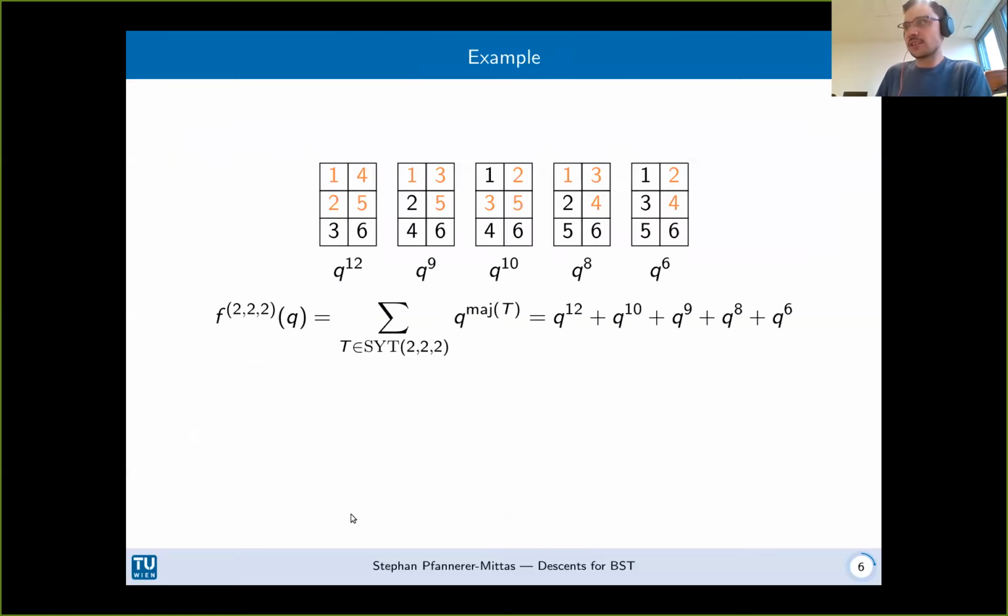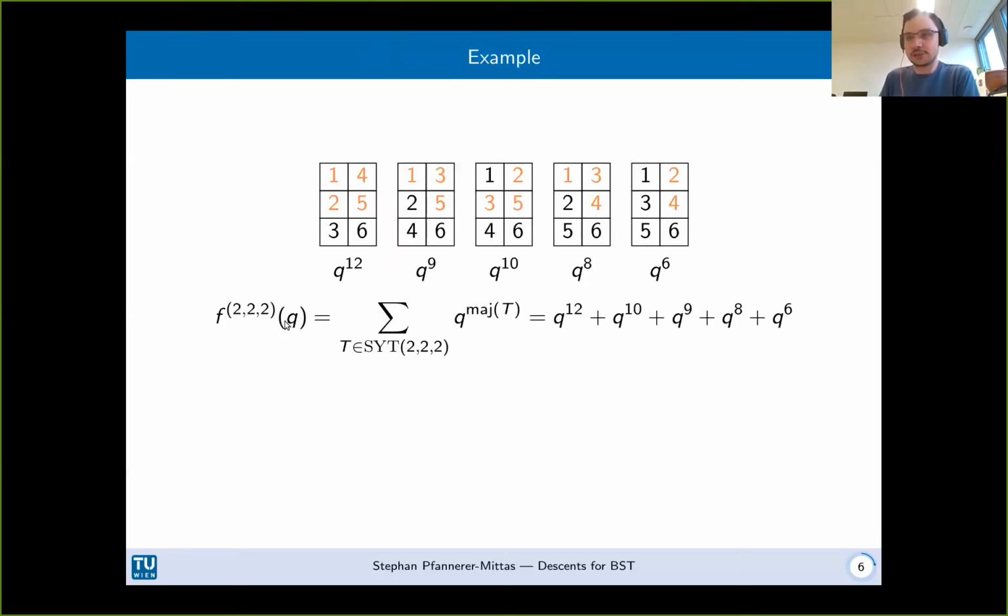Let's calculate this on an example. I will often use the partition (2,2) for small examples. So here are all 5 standard Young tableaux of that given shape, and highlighted in orange are the descents. If we look at the major index of this tableau, we have 1 plus 2 plus 4 plus 5, giving 12. So in total, we have q to the power of 12. And we do this for all other tableaux as well. We add them up, and this is f lambda of q.